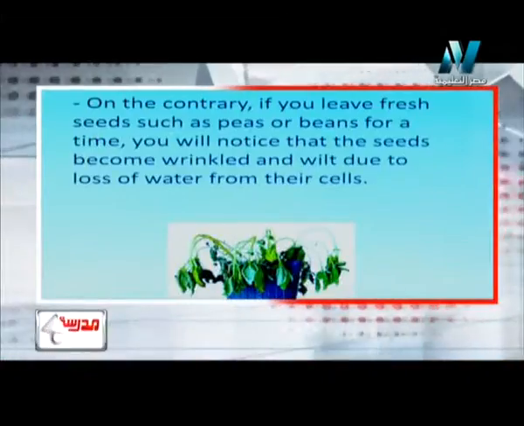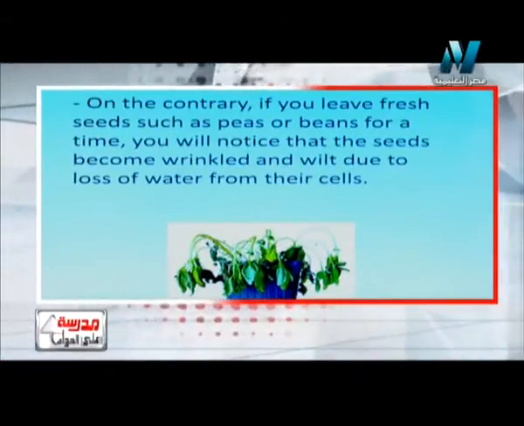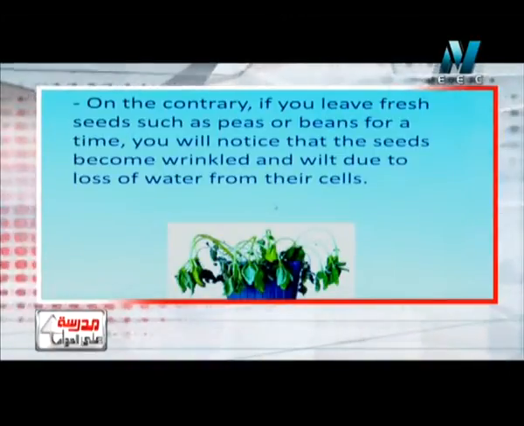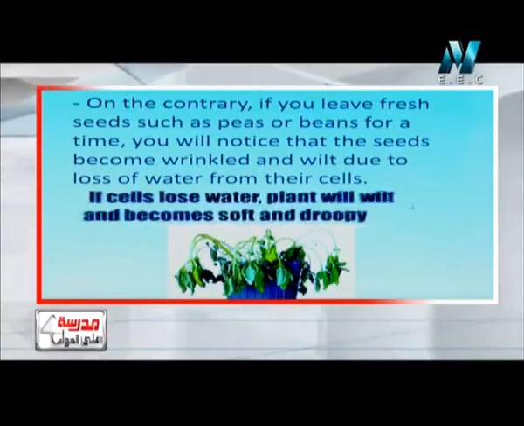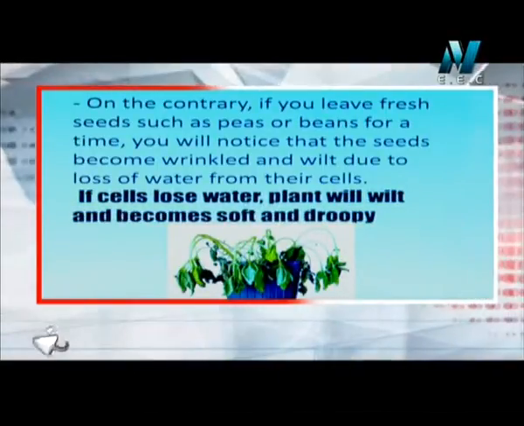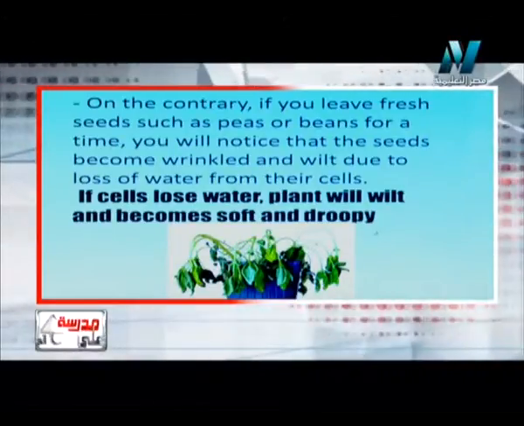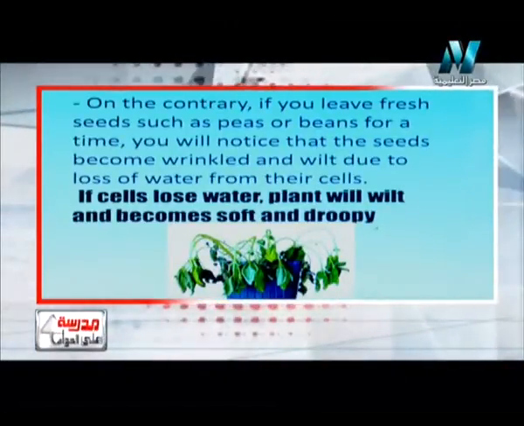So, if you leave fresh seeds such as peas or beans for a time, you will notice that the seeds become wrinkled and wilted due to loss of water from their cells. If cells lose water, the plant will wilt and become soft and droopy. So what happens if we add water again to these plants? If you have a wilted plant and you add water or irrigate the plant again, it becomes turgid again. It will wake up and the leaves become green again.